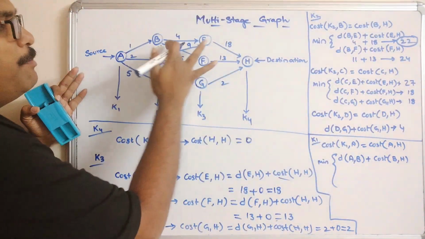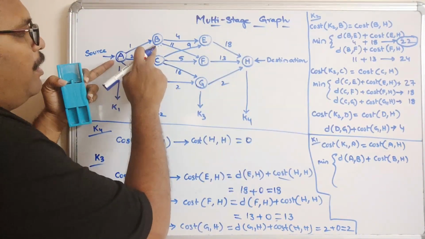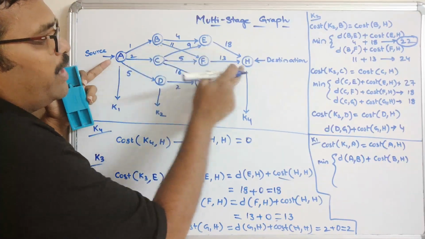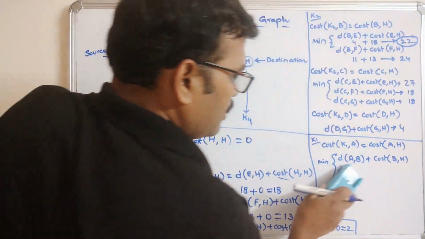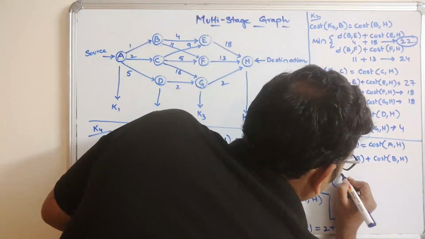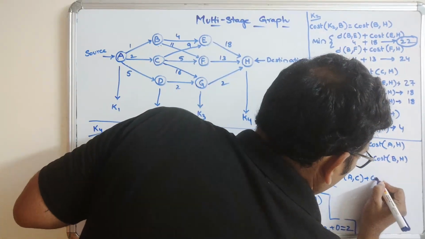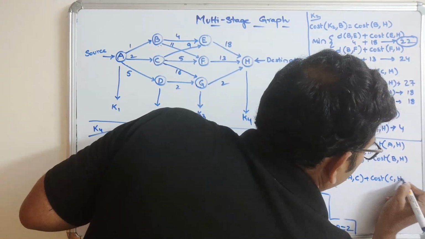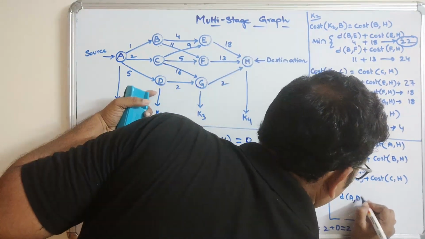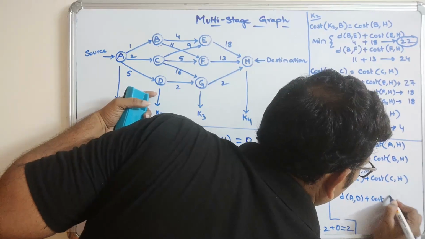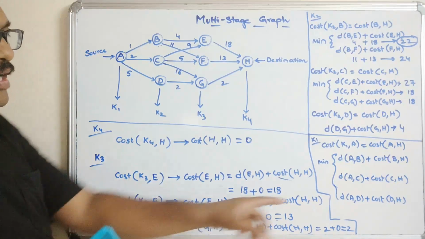So we did not need to find B to E and E to H again, because we have already calculated everything. So the cost of A to B plus the cost of B to H, and D of A to C plus the cost of C to H, and D of A to D plus the cost of D to H. Among these we have to find the minimum.